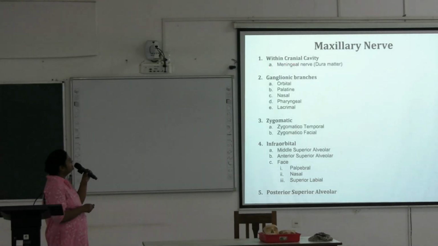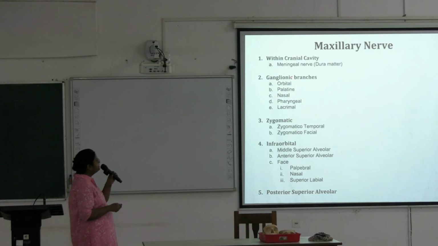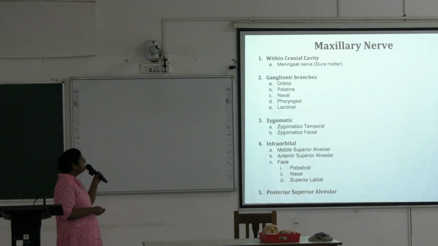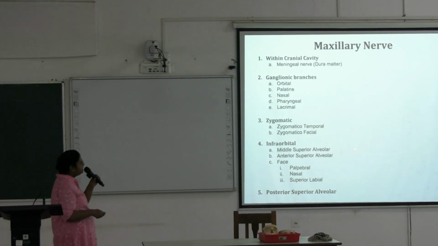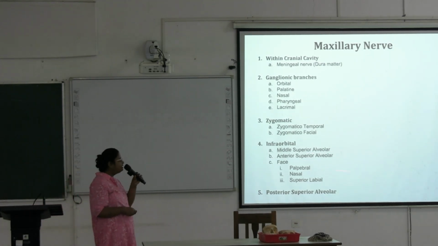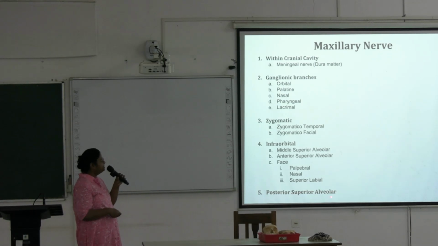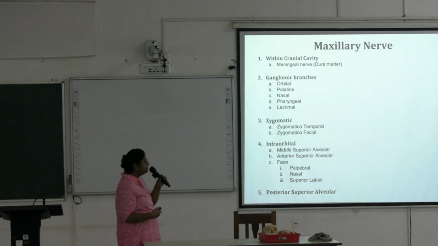Within the cranial cavity, meningeal nerve supplying the dura mater. Ganglionic branches are supplying these areas. Orbital, palatine, nasal, pharyngeal, lacrimal branches are there. Zygomatic branch divides again into two branches, zygomaticotemporal and zygomaticofacial. Infraorbital branch, it is giving middle superior alveolar, anterior superior alveolar, and in the face it is giving these three branches, palpebral, nasal, superior labial, and another branch is posterior superior alveolar. So all these are branches of maxillary nerve. Okay, next.